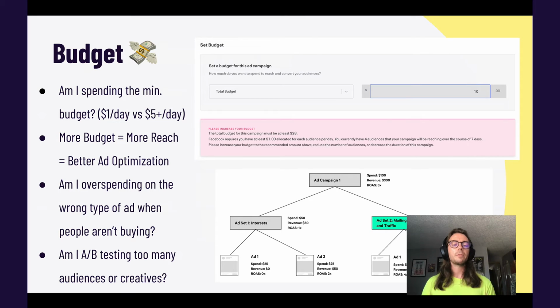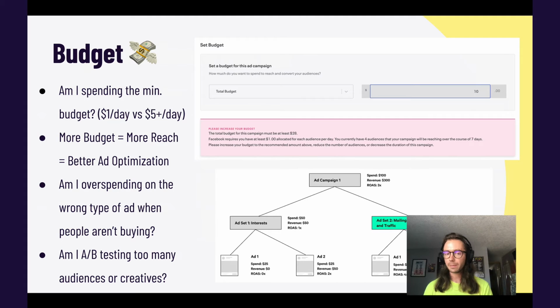But the reason why we recommend spending a tad bit more is basically your budget. If we spend more budget, it ends up reaching more people, and that equips Facebook and Instagram with more data to better optimize your ads delivery to the people that might be likely to purchase or register. So generally, what we'd recommend is maybe spending closer to $5 a day per audience.